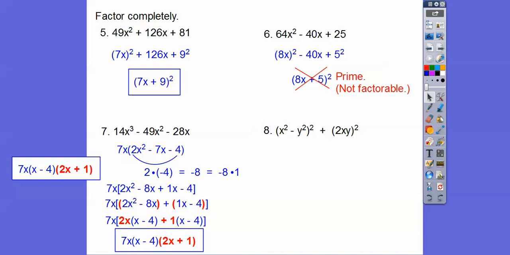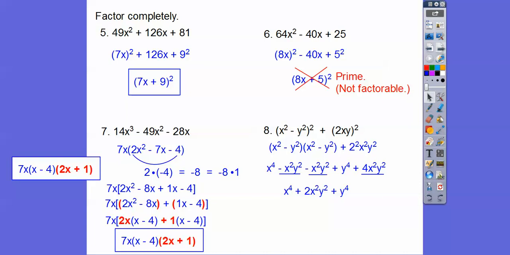All right, this one's kind of goofy, you guys. So let's go ahead and FOIL out x squared minus y squared times x squared minus y squared. Okay, so that gets us that mess right there. And then we combine all the x squared y squareds. Those are like terms. So here's negative 1x squared y squared. Here's another negative 1x squared y squared to get us a negative 2x squared y squared. And then we got a plus 4x squared y squared. So that gives us a plus 2x squared y squared all together right there.